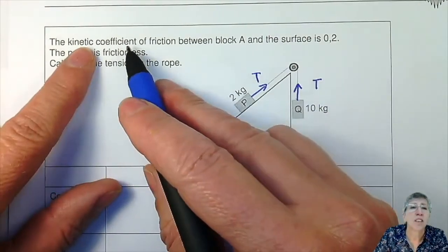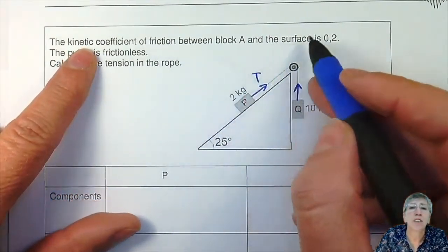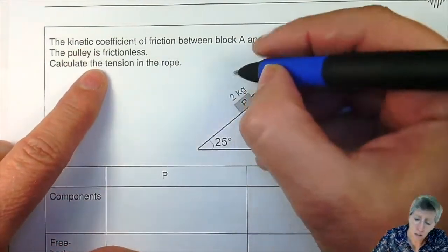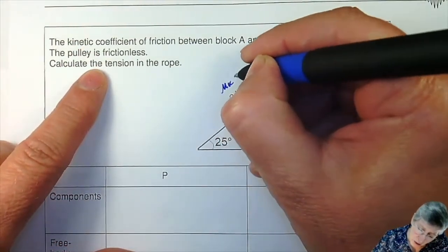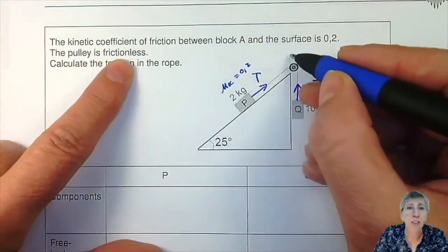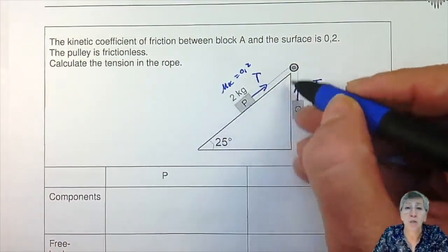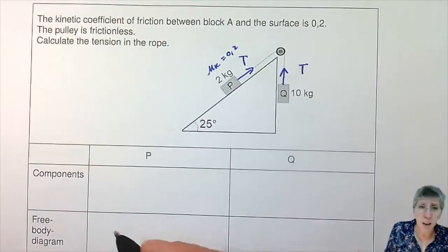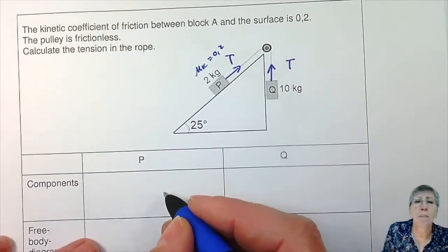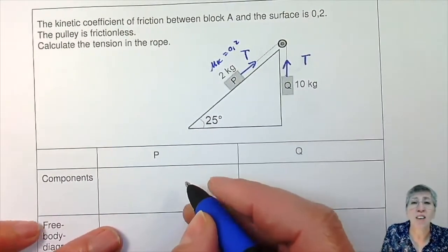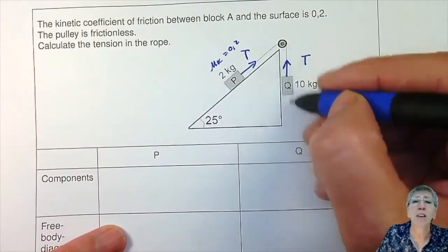Right, now the question over here is the coefficient of friction between A and the surface is given. So mu k there, 0.2. The pulley is frictionless, and now they ask me for the tension in the rope. Right, so first off, let's take components of everything that's not in the direction of movement. Now over here we don't have a problem.